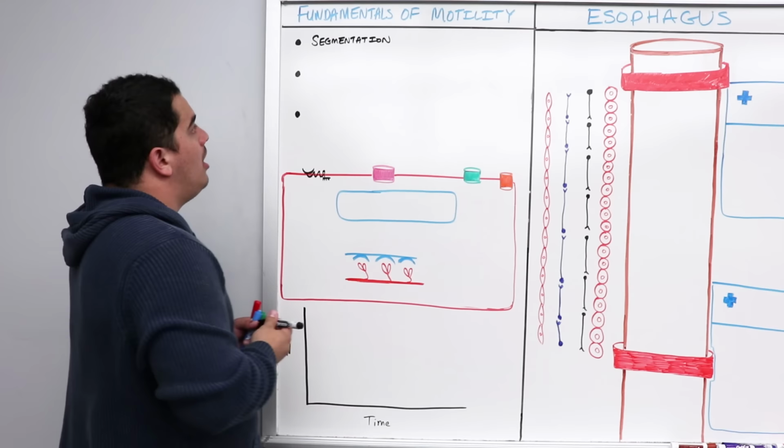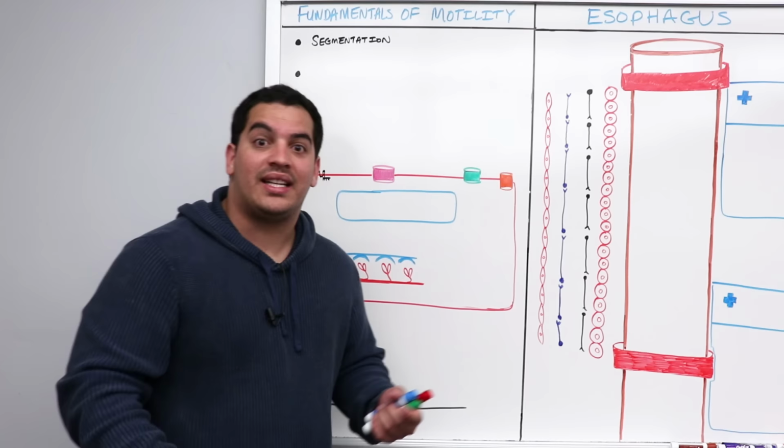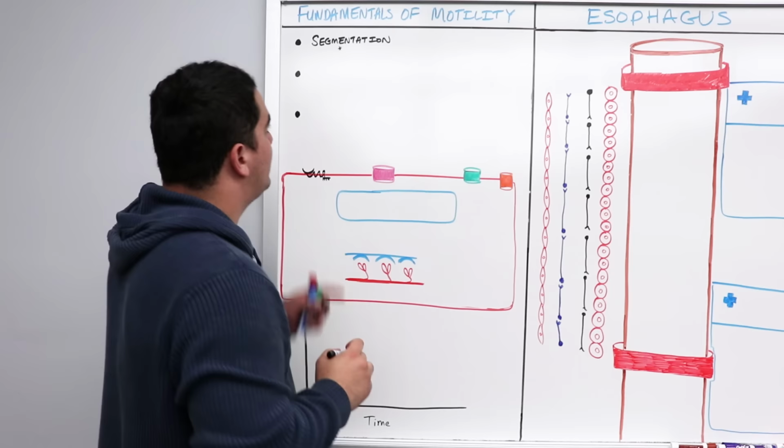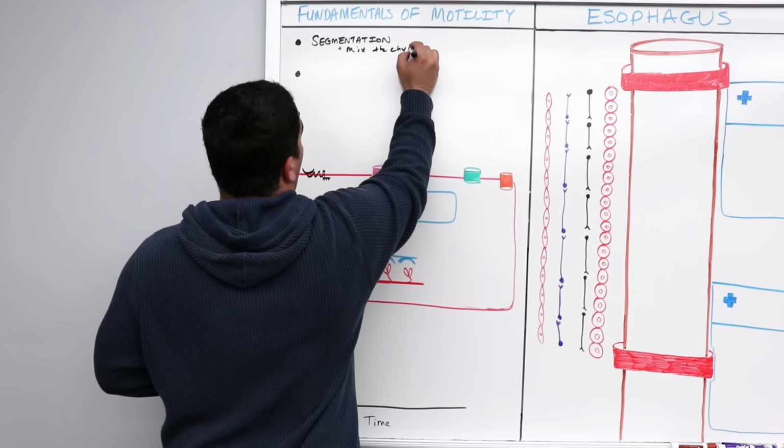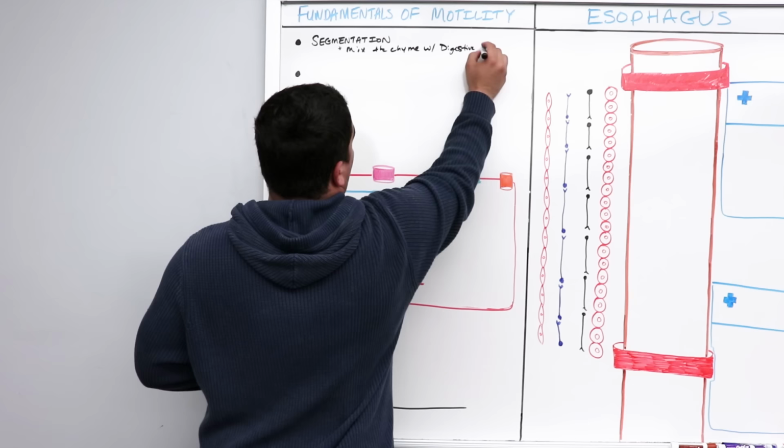But segmentation is this type of activity that causes a lot of mixing and churning. So let's at least get the big functions out of this. Segmentation has two big functions. One is it loves to mix and mix the chyme with digestive juices. Let's just put it like that.